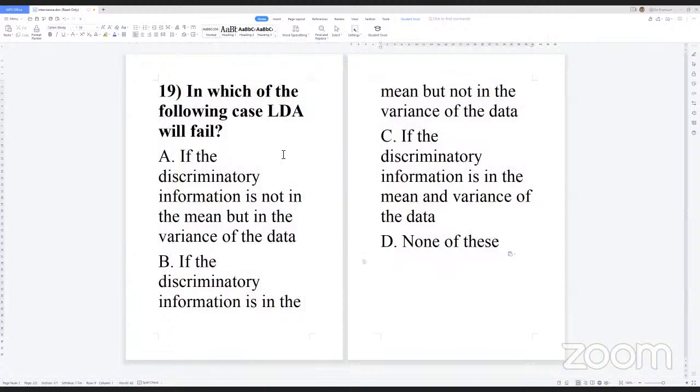So the 19th question, in which of the following cases will LDA fail? A. If discriminatory information is not in the mean but in the variance of the data. B. If the discriminatory information is in the mean but not in the variance of the data. C. If the discriminatory information is in the mean and variance of the data. D. None of these. What would be the answer for the 19th question? You can see the options on the screen.